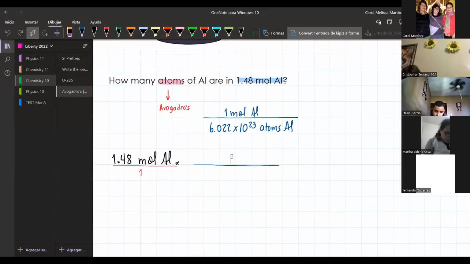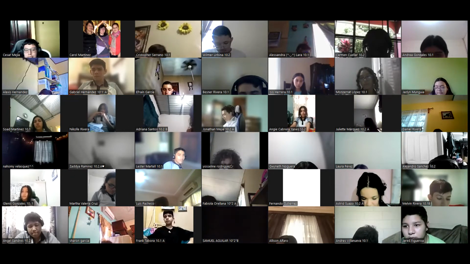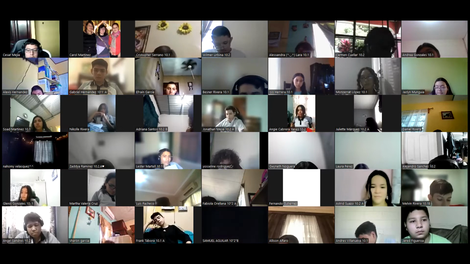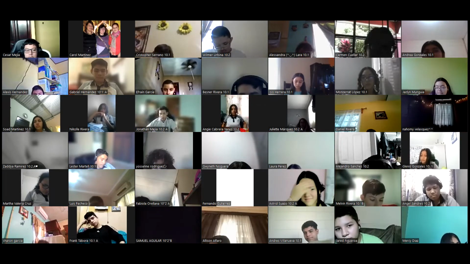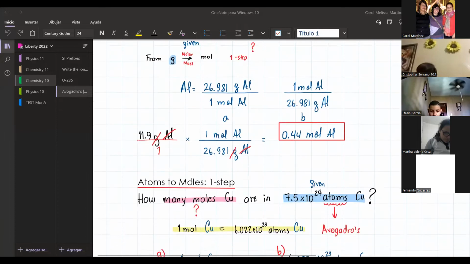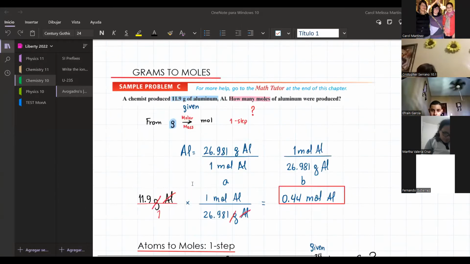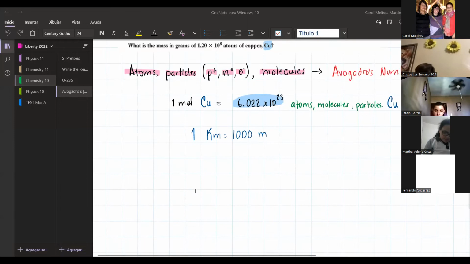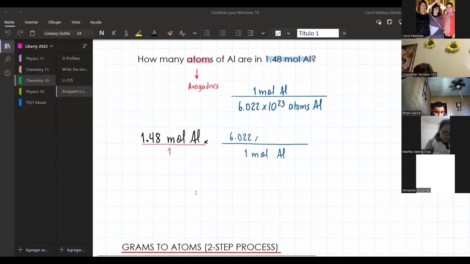Why is this thing not updating? Let me close the app. Maybe if I open it again, it's going to work. Okay, there it is. More or less. So it's not actually working.